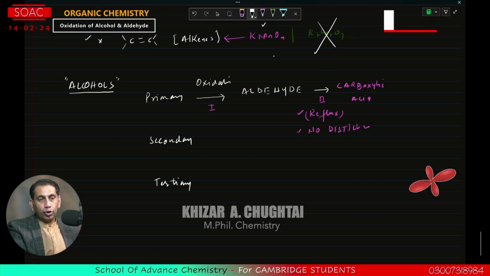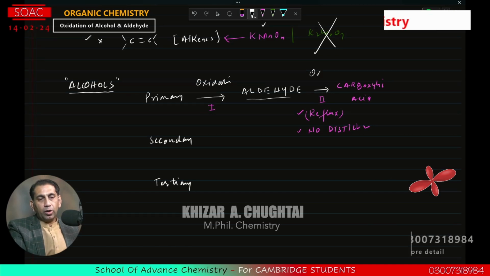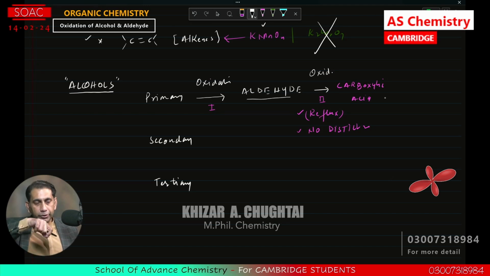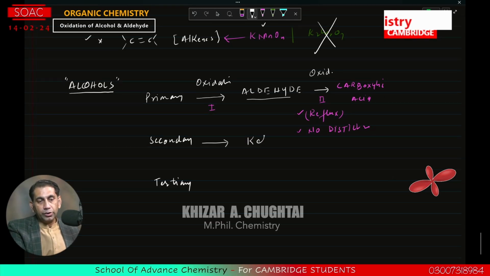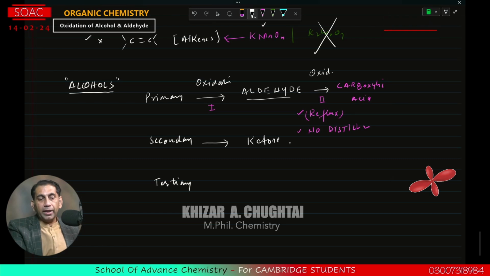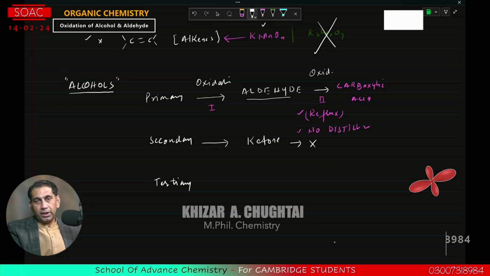So primary alcohols can be oxidized into two groups. This is step 1 oxidation, aldehyde. If you are doing oxidation again, then there will be the formation of carboxylic acid. So primary alcohol can be changed into two compounds. Secondary alcohol can be changed into only one compound, that is called ketone. And ketone cannot be further oxidized.